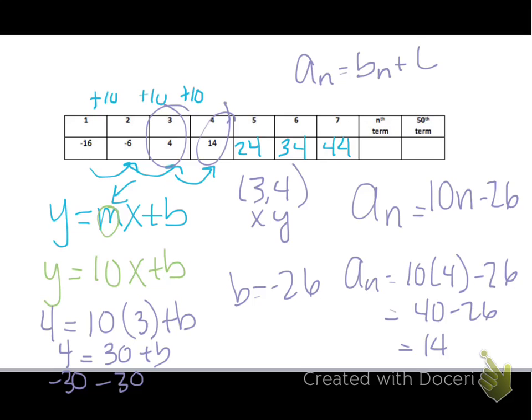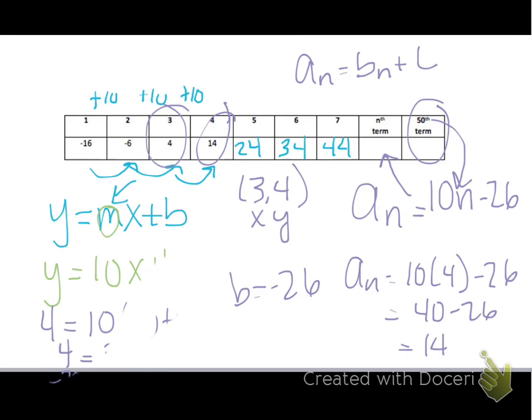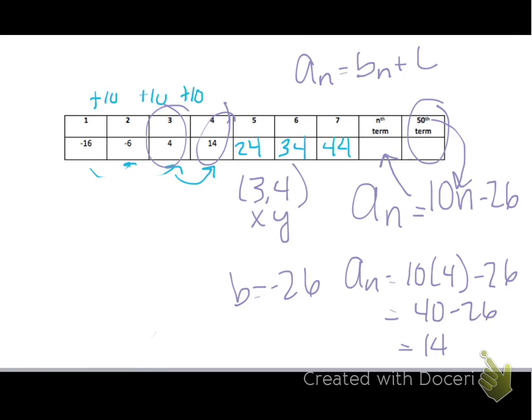Okay, so now this equation goes in here because it's in terms of n, and now we can find our 50th term by plugging 50 in for n. So I'm going to erase this. So I'm going to get a sub n equals 10 times 50 minus 26. So 10 times 50 is 500, minus 26 is 474. Okay, so the answer here is 474.